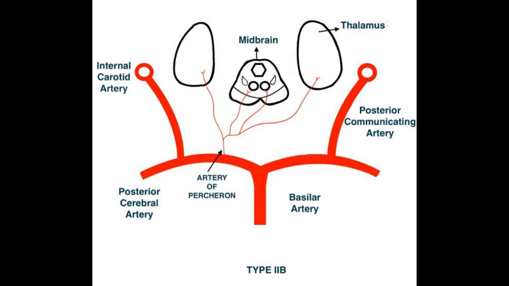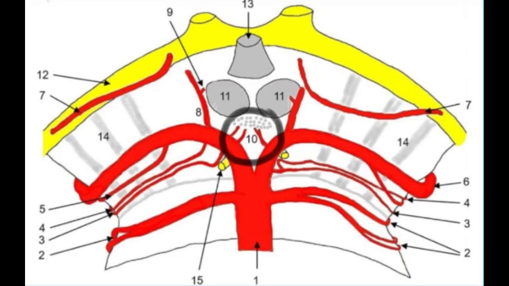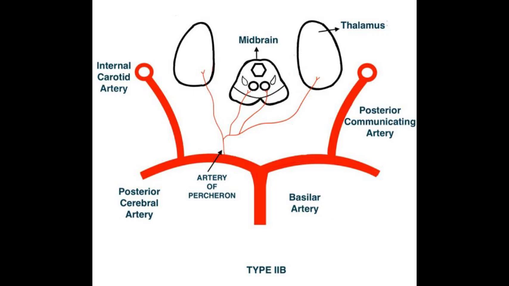one of the P1 segments of the posterior cerebral artery and then supplies both sides of the paramedian thalami and the rostral midbrain. Normally, each side of the thalamus is fed by its own perforating branches from each of the PCA, the posterior cerebral arteries. But in some people, about 4 to 12% of the population, there is just one artery that does the job of both sides, and hence we have the artery of Percheron.